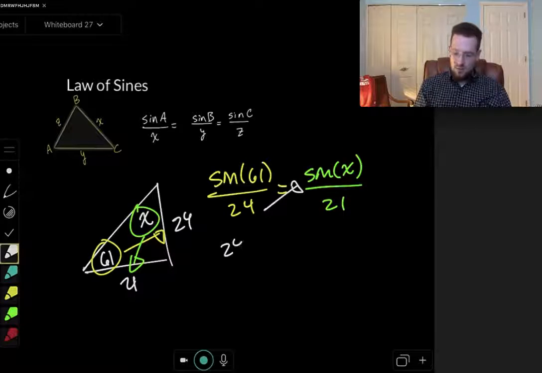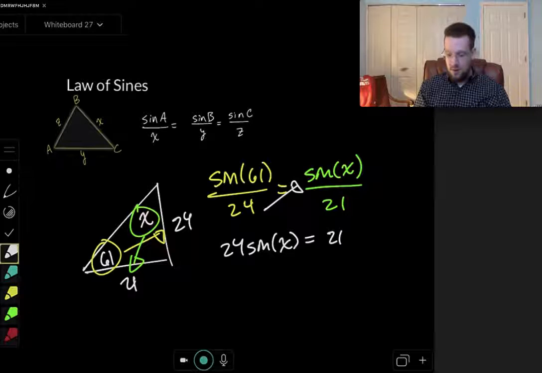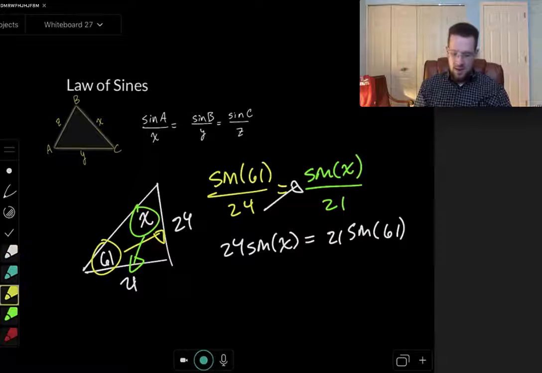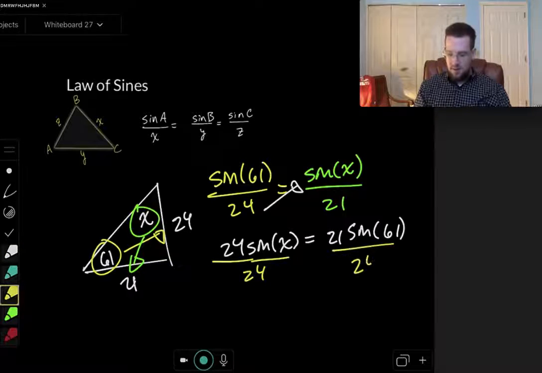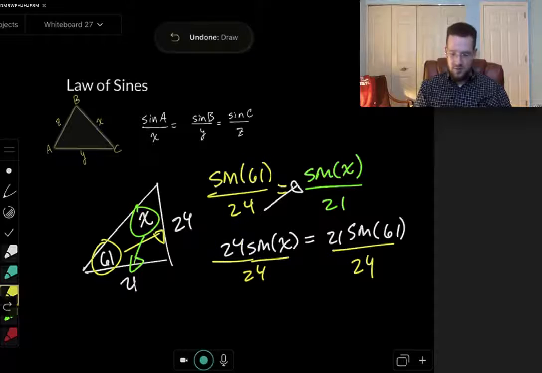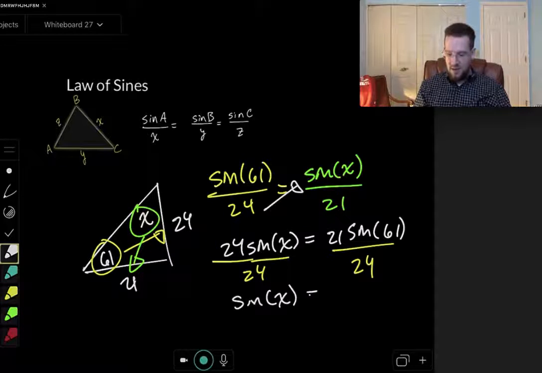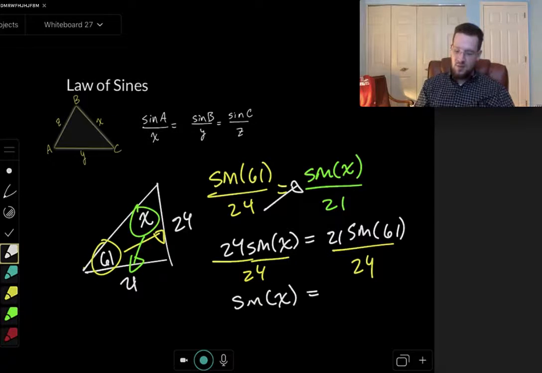Okay, so 24 times sine x is equal to 21 times sine of 61. And now what do we want to do? We want to get the sine x all alone. We're going to cancel these out. We're just going to divide both sides by 24. So on the left, we're left with sine of x is equal to 21 sine 61 over 24.